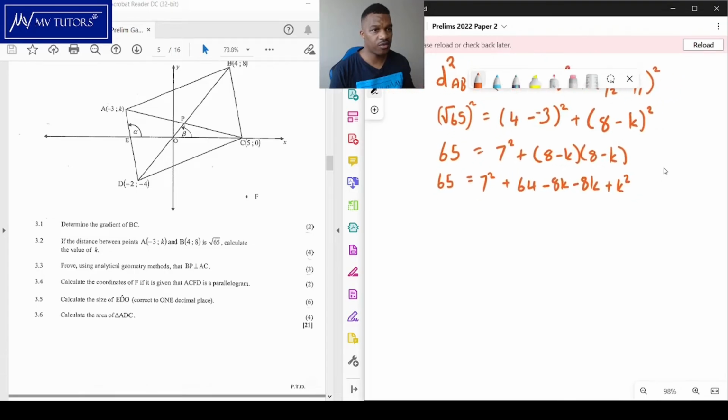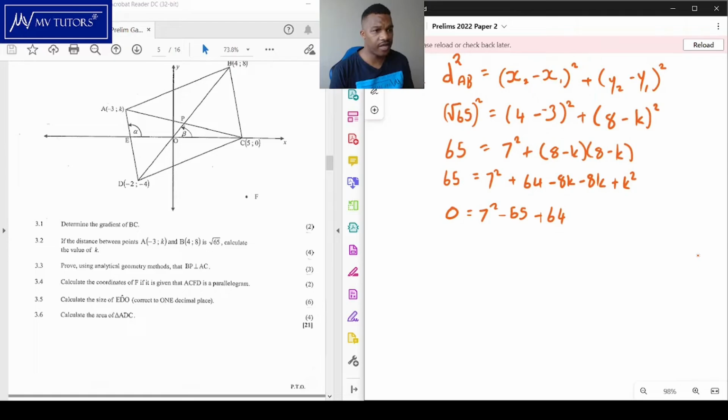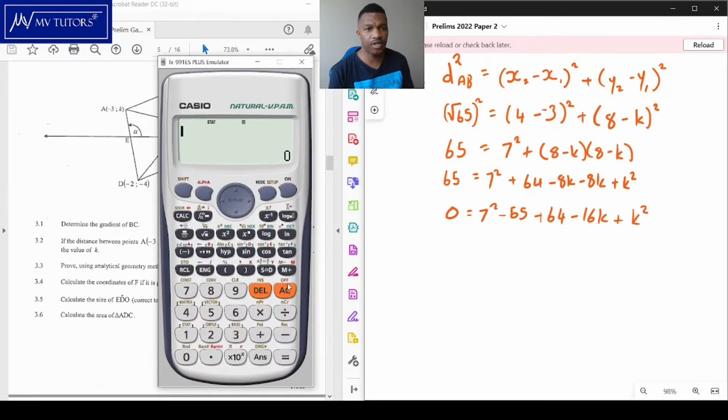Let's just get some more space right over there. So I'm going to leave a 0 this side. It's equal to 7 squared minus 65, plus 64 minus 8k minus 8k is minus 16k plus k squared. Now what I want to do is just put this in a calculator real quick. I was doing question 2, so I had that mode on still.